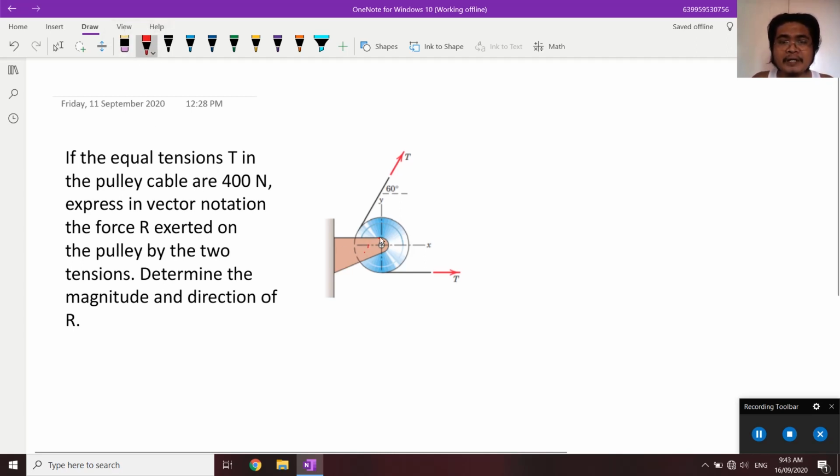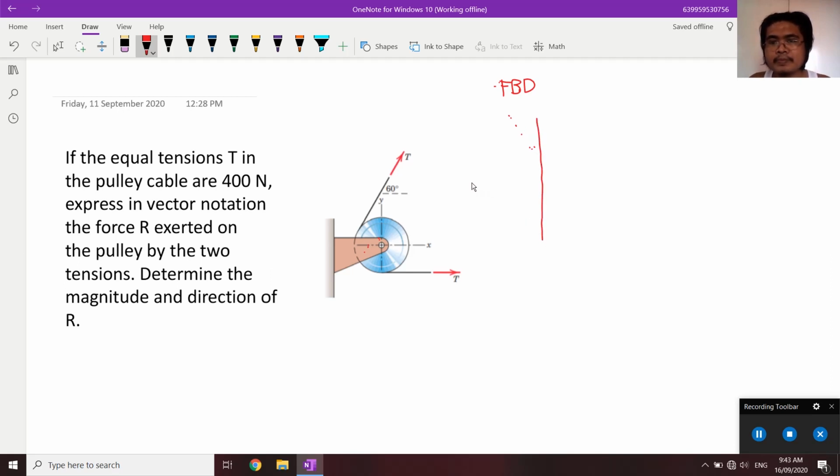Although this pulley, kung mapapansin nyo, malaki siya, if we're going to consider this as a particle, regardless ng diameter or radius ng pulley, hindi siya ico-consider. So, if you're going to create an FBD, this is our x and your y-axis. Yung ating tension, itong tension na to, mag-a-act lang siya dito, kasi again, hindi naman natin nako-consider yung dimension ng pulley. So, parang nandito lang siya. Tension T, which is equal to 400 newtons.